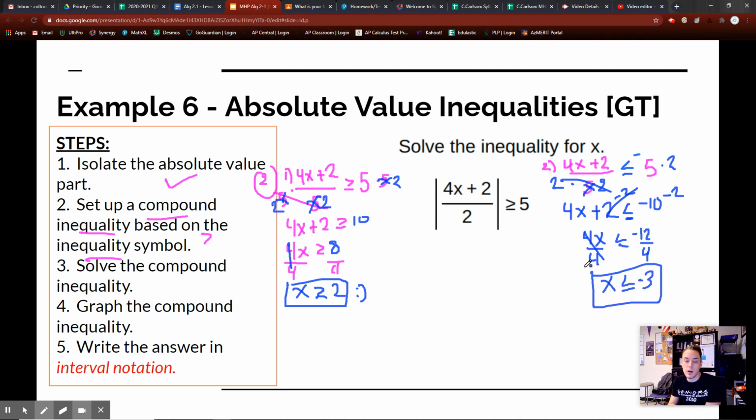So I get these two inequalities. Remember, they're or. The or, I can have this or that. Now let's do our third step. Our third step was that, so great. Let's do our fourth step. Graph. What is graph? Our fourth step. What does that look like?